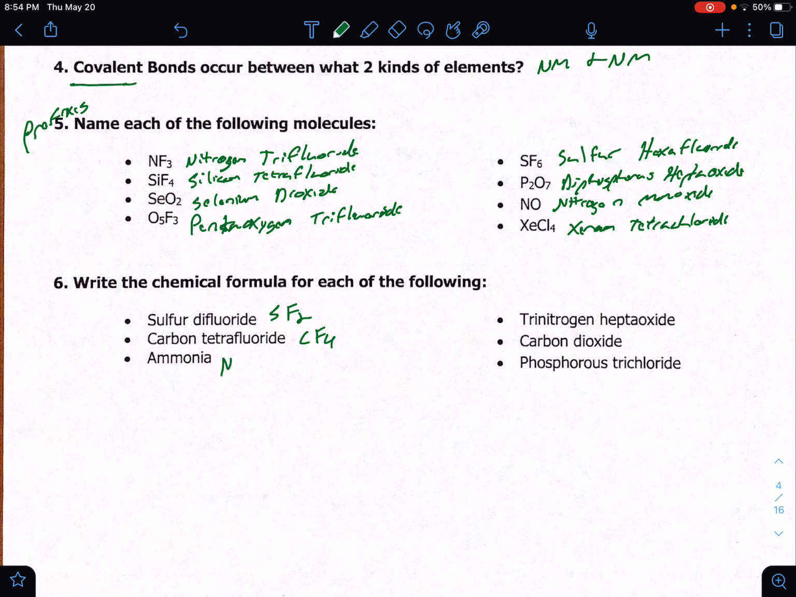Ammonium is just NH4 with a positive charge, so that's kind of just thrown in there. That's usually just take away one of the H's from ammonium, and that's how you get that. Trinitrogen heptaoxide, so 3 N's, and then hepta is 7, so this would be O7. Carbon dioxide, so CO2. Phosphorus trichloride, so PCl3.